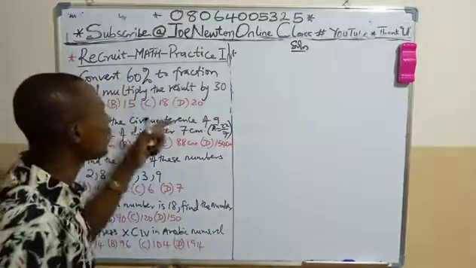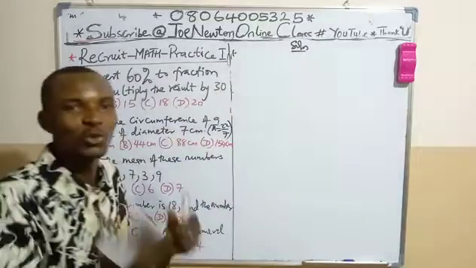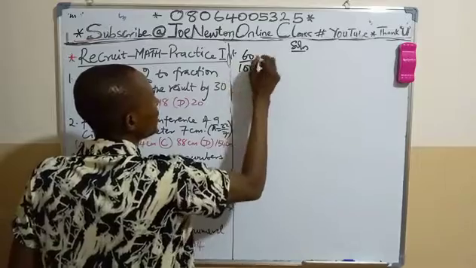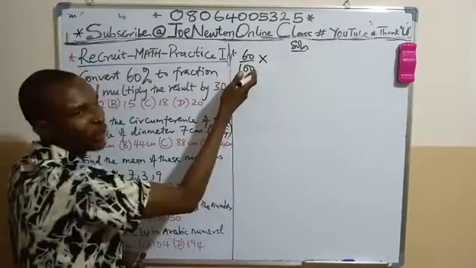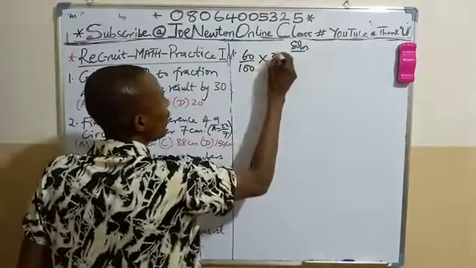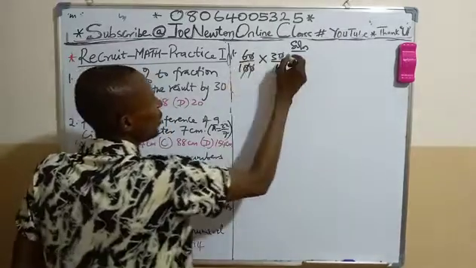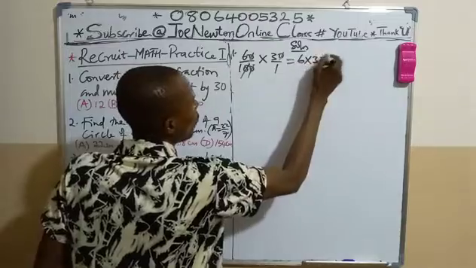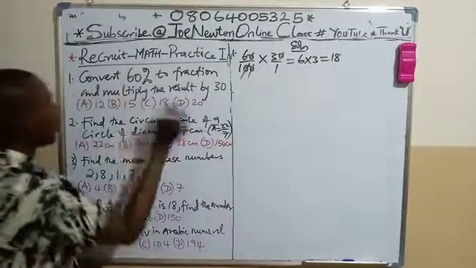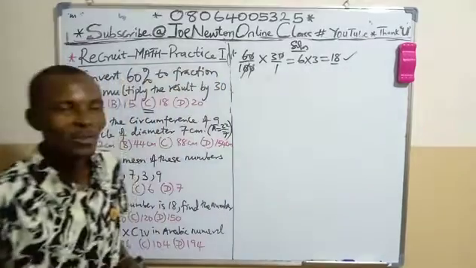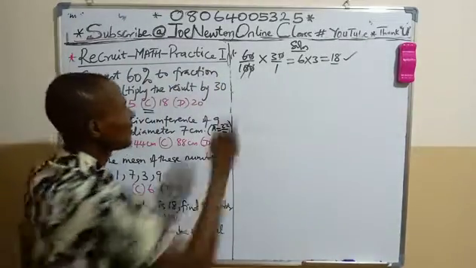Then you are asked to multiply your answer by 30. So you put it together as you are working. That means 60 over 100, that is the percentage to fraction, times this 30 over 1. Then 0 cancels 0 here. 0 cancels 0 here. You are left with 6 times 3, which is what? 18. Quickly, the answer is C. Simple. So you see.